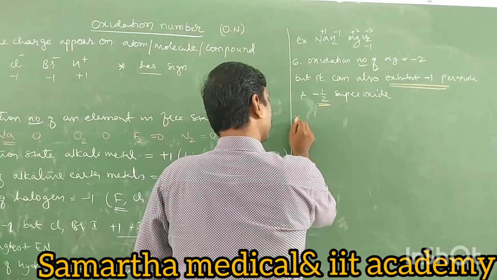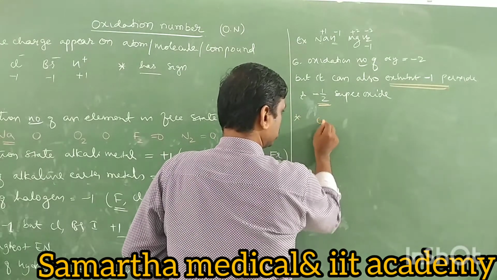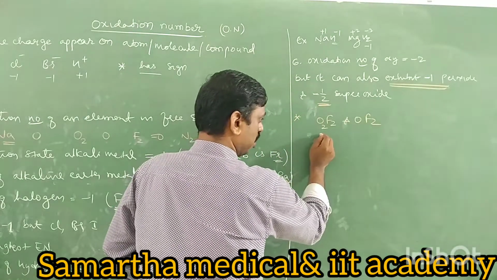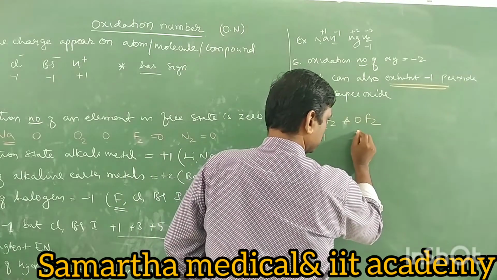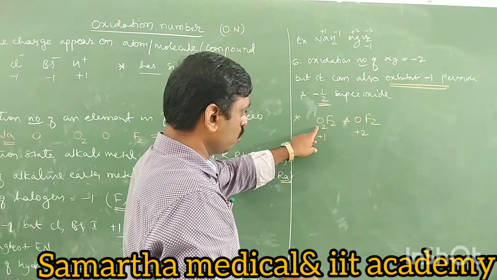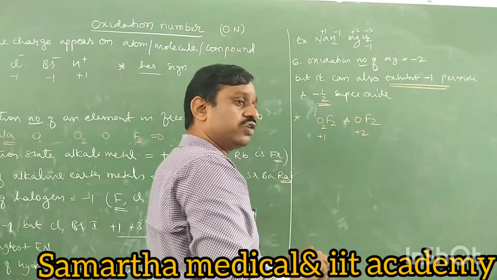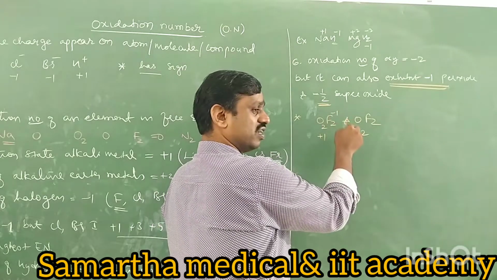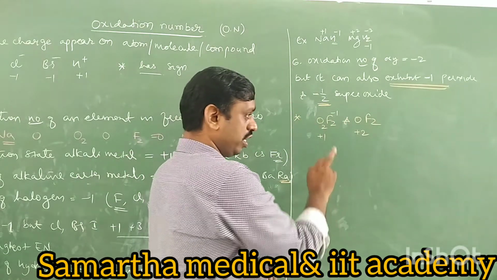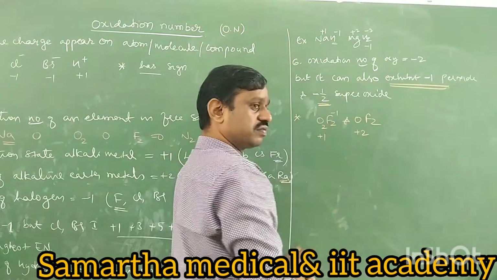But oxygen can also exhibit positive OS, that is in O2F2 and OF2. In O2F2 oxygen has plus 1, in OF2 it is plus 2. That means oxygen can also exhibit plus 1, plus 2 in O2F2 and OF2. Why? In O2F2 and OF2, fluorine has highest electronegativity. It should be minus 1. It should be negative, and if it is negative, oxygen should be positive. So oxygen can exhibit positive OS only when combined with fluorine.